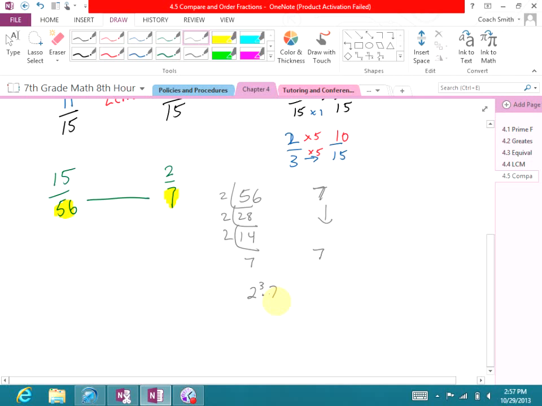The prime factors that were used are 2 and 7. So I have 2 to the third, but no 2 in the other, so I use 2 to the third. I have 7 to the first and 7 to the first, so I use 7 to the first. That would be 8 times 7, which is 56. So the LCD is equal to 56, and my new fractions are going to have 56 on the bottom.